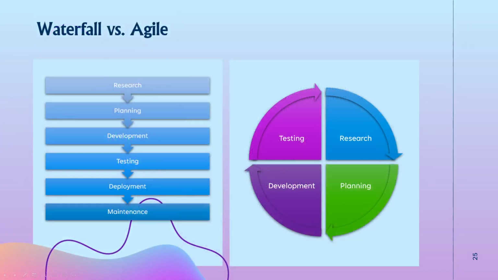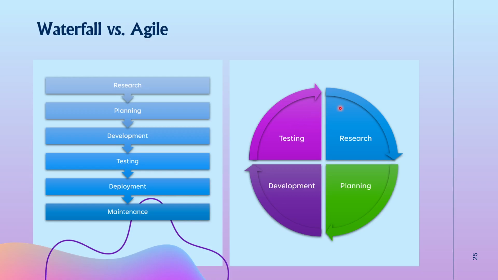So here's the actual diagram of the difference between waterfall and agile, right? Say you are creating a mobile app, right? You get your research, your planning, your development, you begin testing it, you deploy it, and you just keep security updates on it. And if you want to make a big new update to it, you need to start research again, and planning and development and testing and deployment maintenance.